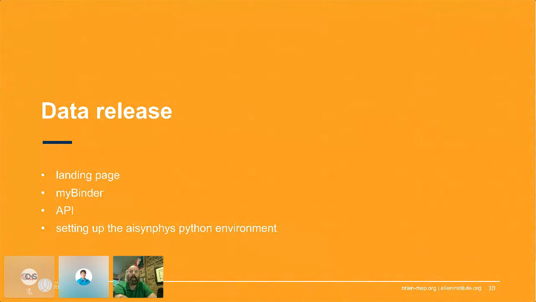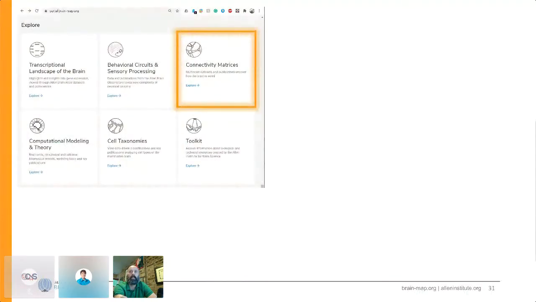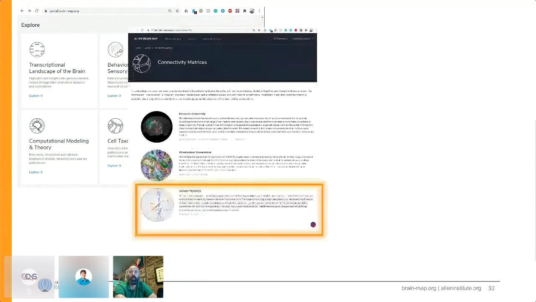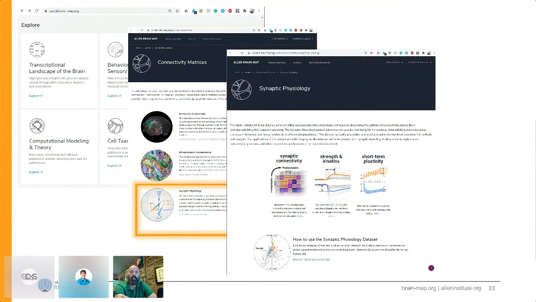So in this section, I'm going to review how to access our landing page, two ways to access the data, and a brief overview of setting up our API. Our landing page can be accessed through the Allen Institute for Brain Science main landing page, brainmap.org. When our data release was new, it could be found at the top, but we recently had a new set of projects undergo updates, so now it's located towards the bottom of the page. You'll find it among the connectivity matrix projects, and our data portal describes what's in our data set, how it was acquired, how to access the data, and where to get more information.